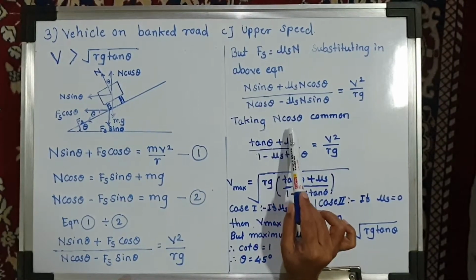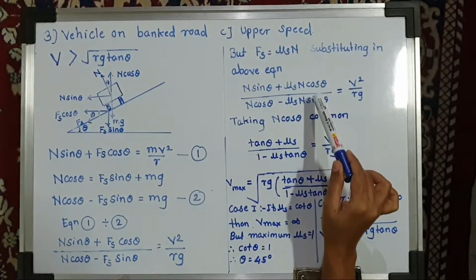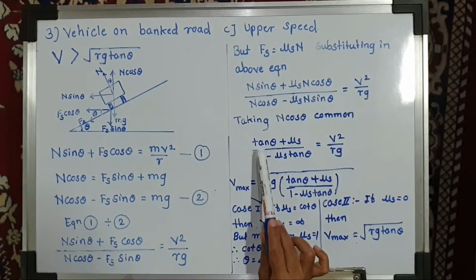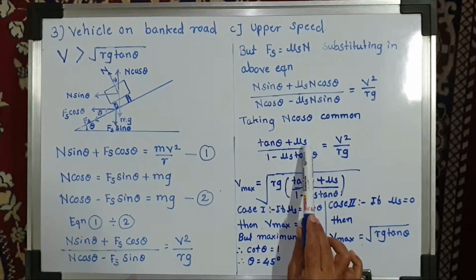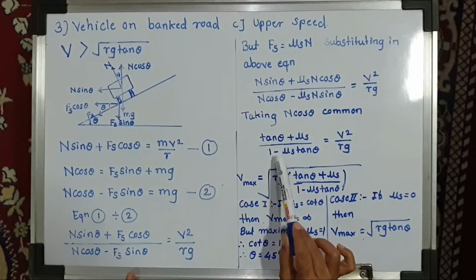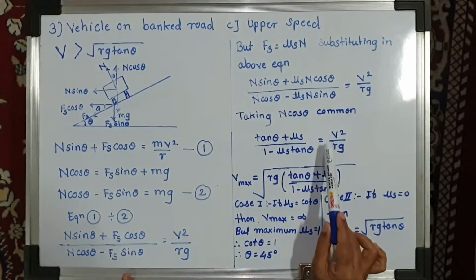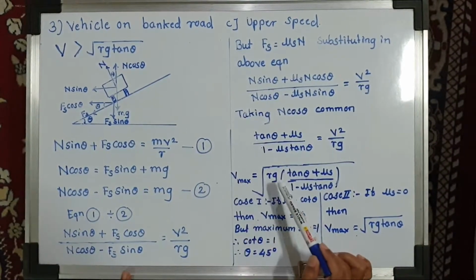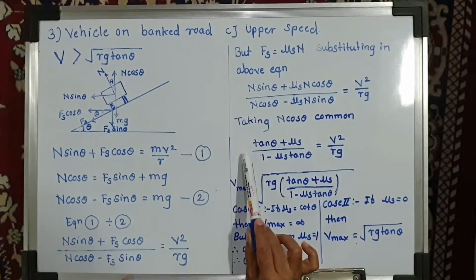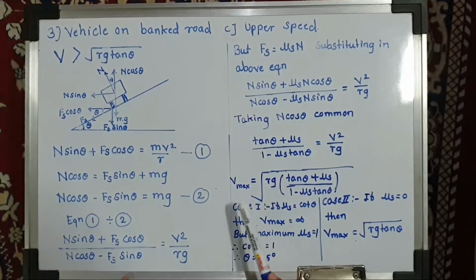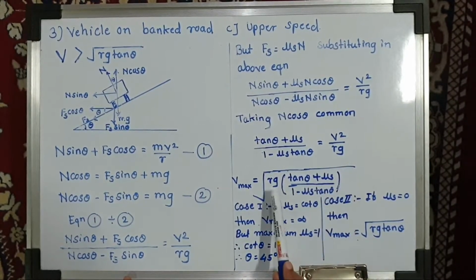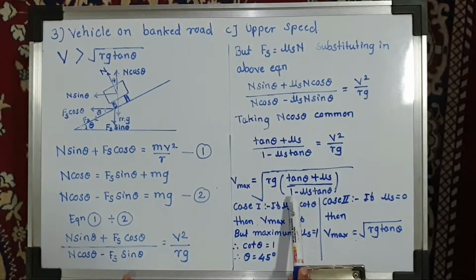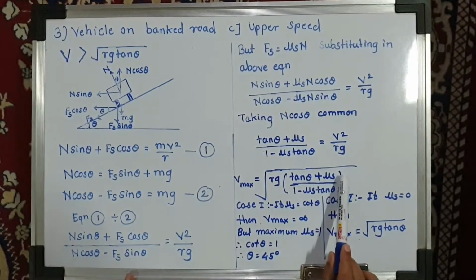Now, taking N cos theta common from the numerator and denominator and cancelling it, we get tan theta plus mu s, divided by 1 minus mu s tan theta, equals v square upon rg. Now, rearranging the terms, shifting rg to the opposite side and taking the square root on both sides, we get v max equals under root rg, in brackets, tan theta plus mu s divided by 1 minus mu s tan theta.